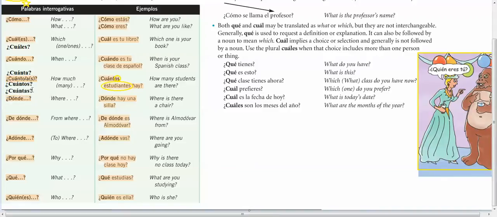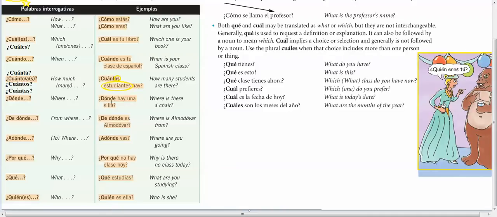So if I want to know how much milk did you drink today? ¿Cuánta leche bebiste hoy? How much money do you have? ¿Cuánto dinero tienes? How many students are in the class? ¿Cuántos estudiantes hay en la clase? How many tables are in the class? ¿Cuántas mesas hay en la clase?